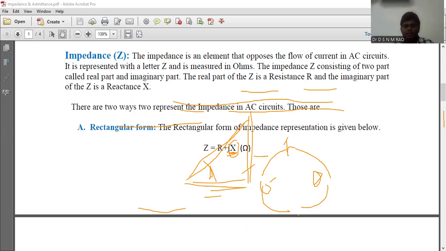So j is always placed in front of the imaginary term to distinguish it from the real term.